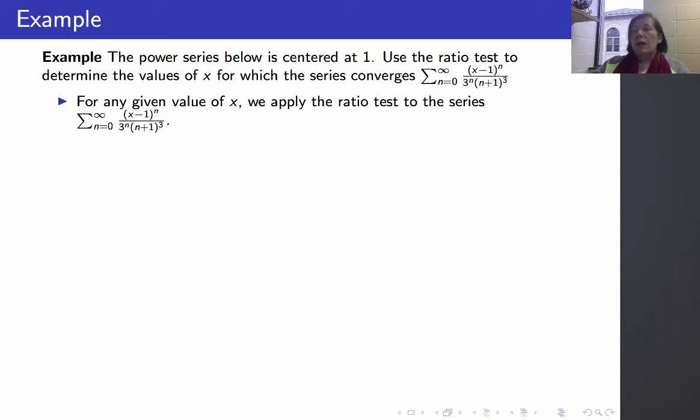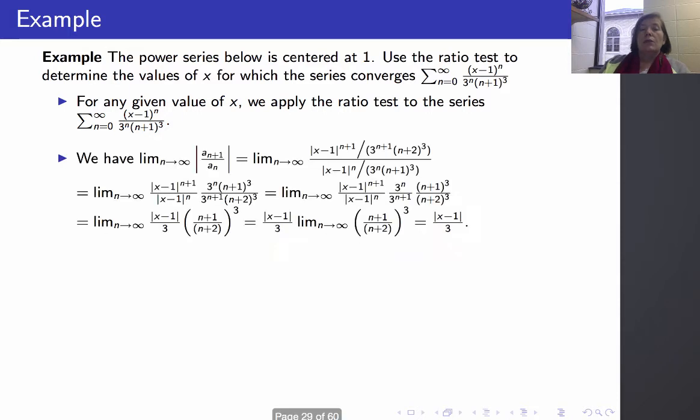So for any value of x, and let's not specify what that x is, let's apply the ratio test and see what we can conclude. The series we're looking at is the sum from 0 to infinity of (x minus 1) to the n over 3 to the n times (n plus 1) cubed. Ignoring what x might be for the moment, let's assume that we've fixed it, but we're not specifying what its value is. Then applying the ratio test, we calculate the limit as n goes to infinity of the absolute value of the (n plus 1)th term over the nth term.